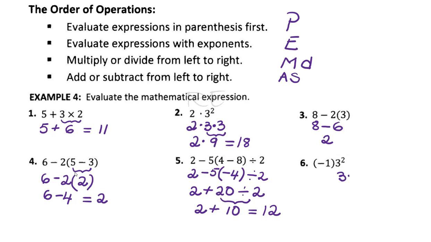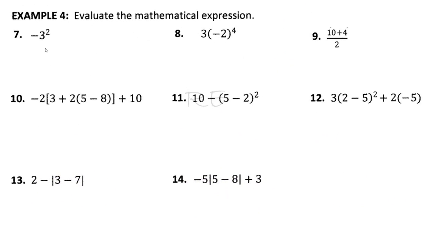-1 times 3 squared. We do exponent first, so it's -1 times 3 times 3. 3 times 3 is 9, so it's -1 times 9, which is -9. Without parentheses, -3 squared means you exponentiate first and then tack on the negative sign. -3 times 3 is -9.